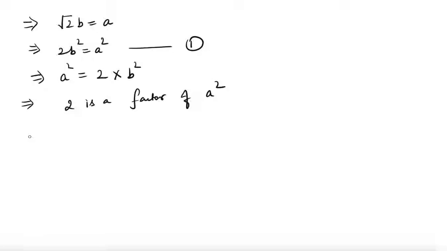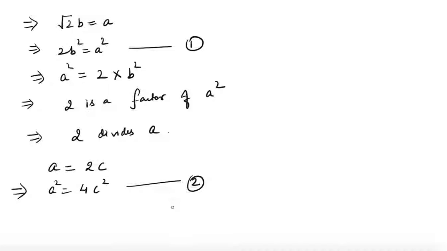Then as per our initial theorem, I can say that 2 divides a. Since 2 divides a square and 2 is a prime number, 2 also divides a. Now since 2 divides a, I can write that a is equal to 2 times another number, 2c, where c is an integer. Fine. So now let us square this again. We get a square equals 4c square. This is statement number 2.